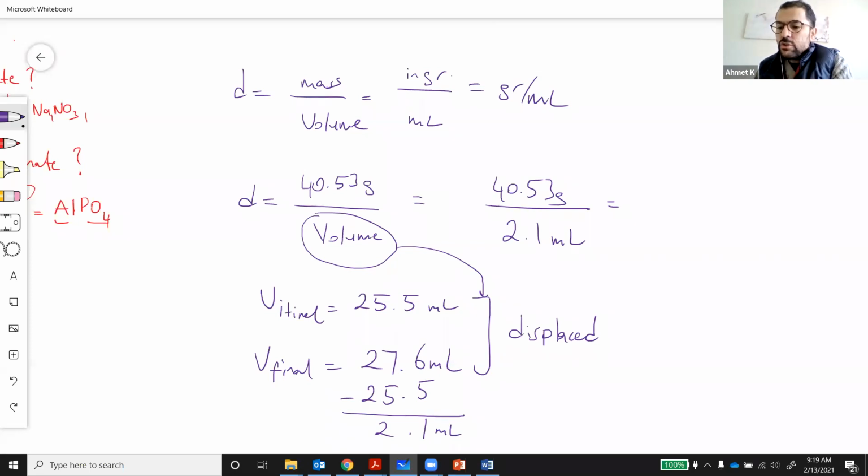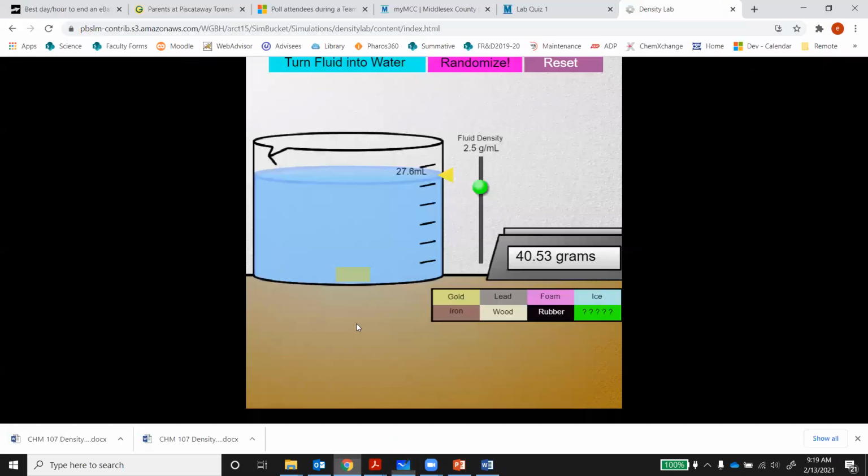Again, this is just showing you how to find the density of an irregular shape, okay? And you can apply this to everything basically. Imagine you have a rock. It's an irregular shape, and if you know the initial volume and the final volume, then you can find the volume. Make sense?